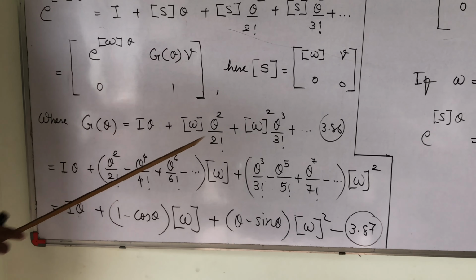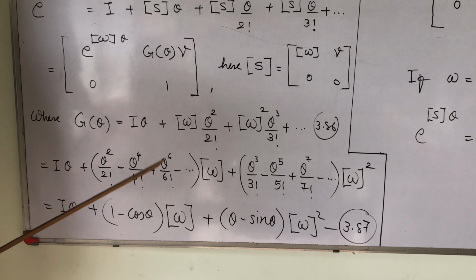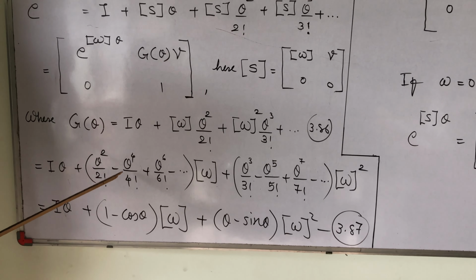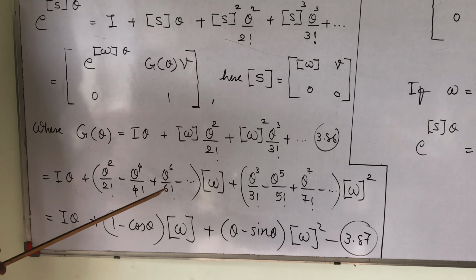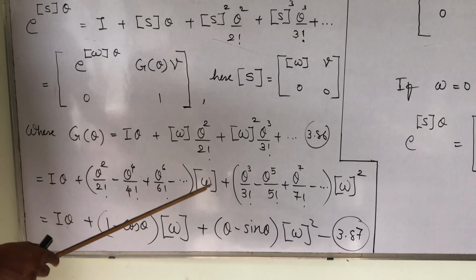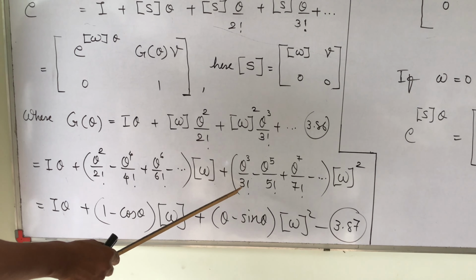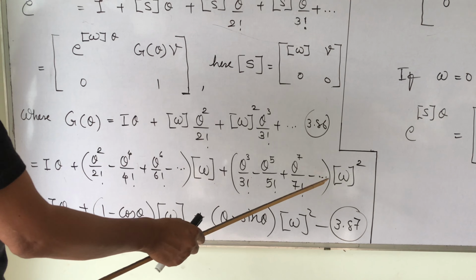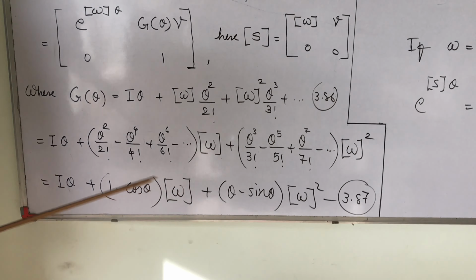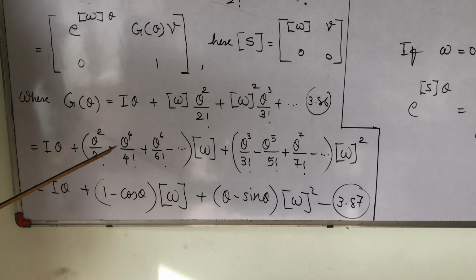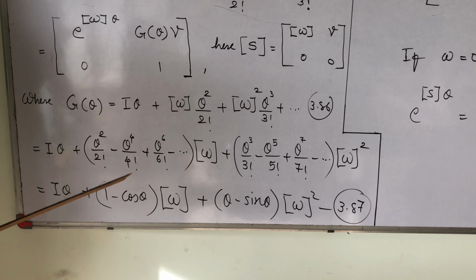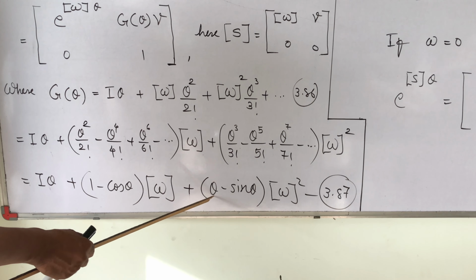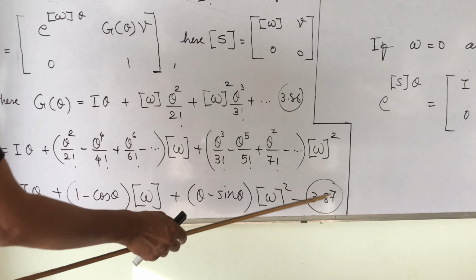So for g of theta, rearranging terms and using the rule, we can obtain I theta plus (theta squared by 2 factorial minus theta raised to 4 by 4 factorial plus theta raised to 6 by 6 factorial minus, and so on) times omega, plus (theta cubed by 3 factorial minus theta raised to 5 by 5 factorial plus theta raised to 7 by 7 factorial minus, dot dot dot) times omega squared. So this is a series expansion giving I theta plus (1 minus cos theta) omega plus (theta minus sin theta) omega squared. Equation 3.87.